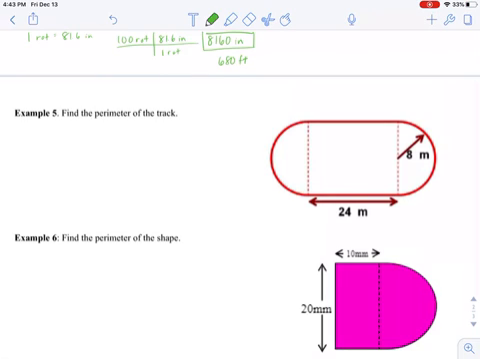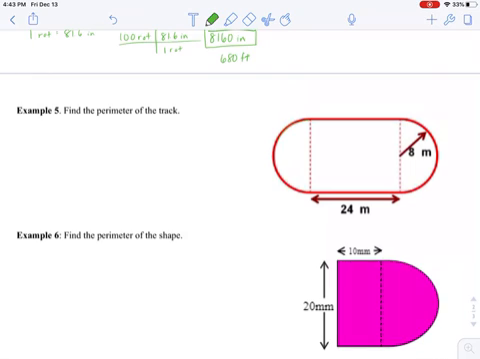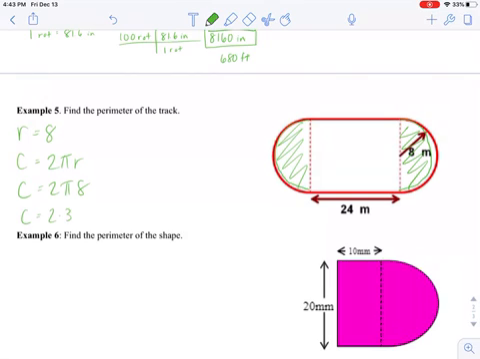So what I'd like you to notice is that the left side is kind of a half circle and the right side is kind of a half circle. And so together, if I put these two half circles together, I get a whole circle. It's a whole circle with a radius of 8. So the circumference of that circle I can find by using 2 pi r. So 2 times pi times 8, or 2 times 3.14 times 8, which is simply 50.3.